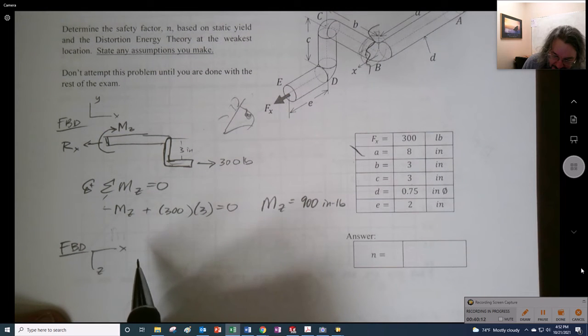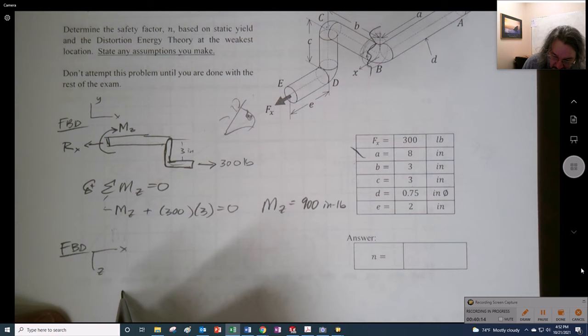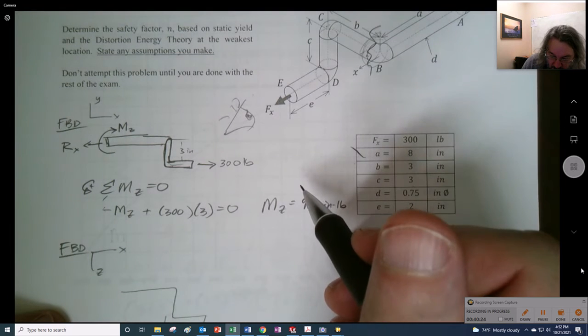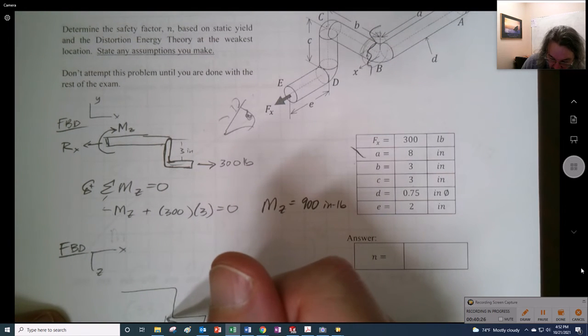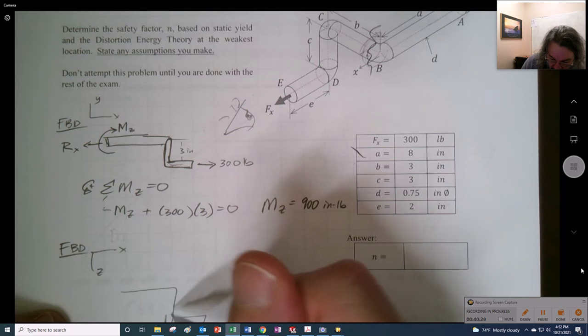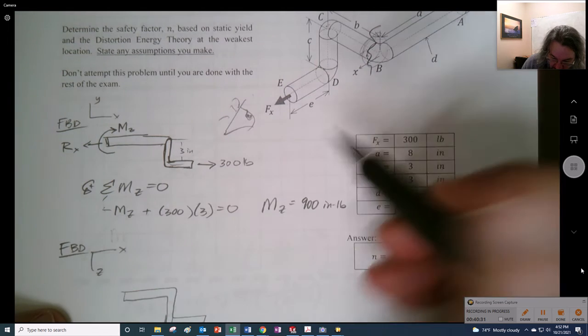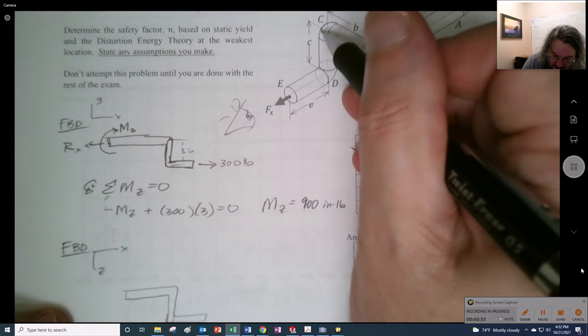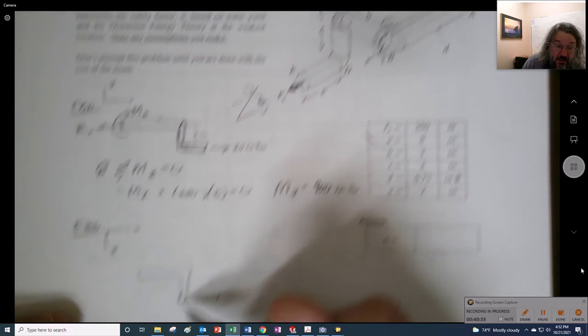I'm looking down on this, and it's going to go in the positive Z direction that way. It looks very similar, but now as we're looking here, this is where that shoulder is going to be, right? So we're going to be seeing that shoulder right here.